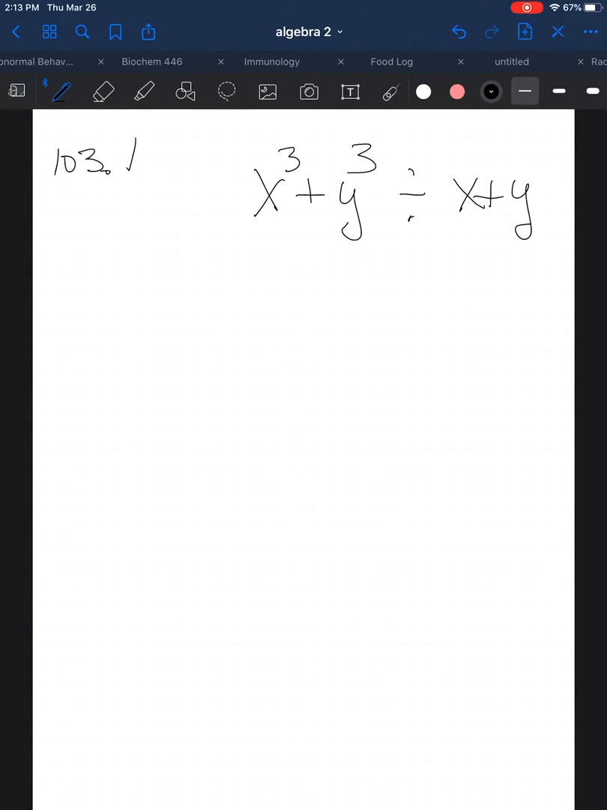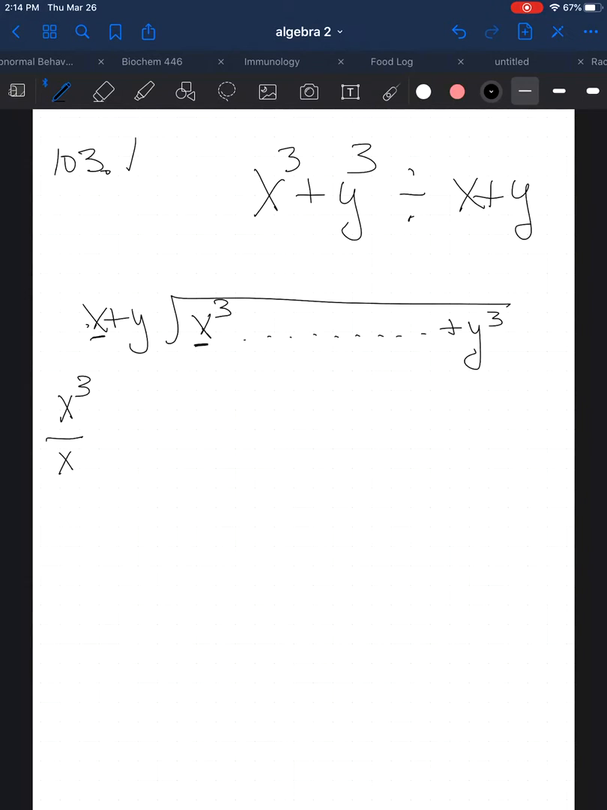All right, so we begin by putting the x plus y over here. We're dividing it into x cubed, and I really don't even know how many terms are going to appear in here. So I'm just going to put plus y cubed over here at the end, and we'll bring it down whenever we get to that point. So initially the steps are the same. We still take this term and divide it into this one, or this divided by this. So x cubed divided by x.